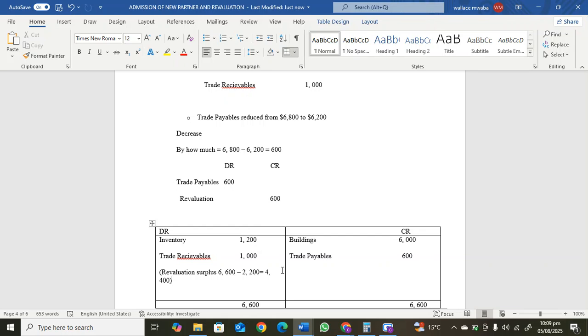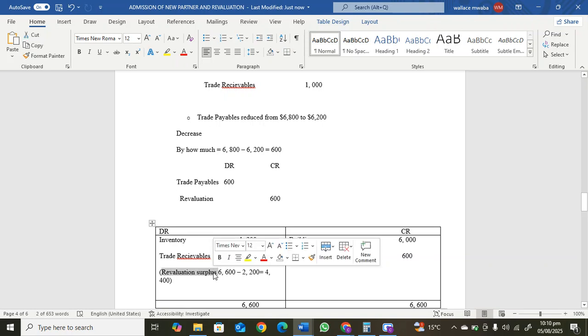I repeat, after you're done with your revaluation account, you're going to see, are the gains more than the losses? If the gains are more than the losses, like in this case, then you go on the debit side and you're going to put here revaluation surplus. And then you're going to subtract the total gains minus the total losses.